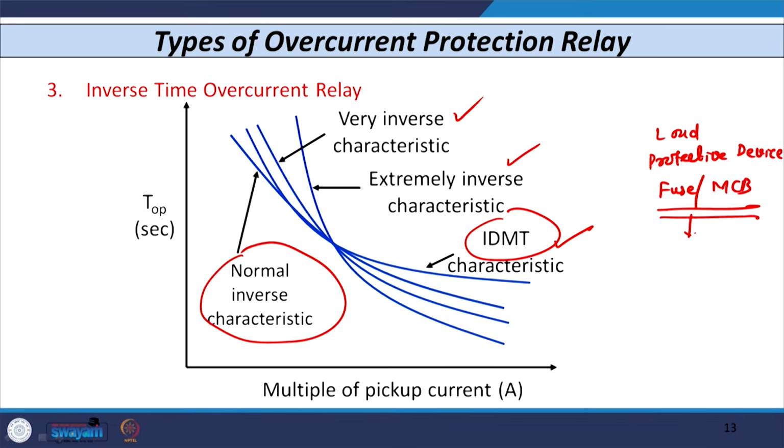Whatever characteristic this fuse or MCB has, we have to coordinate exactly with the overcurrent relay which we have installed. So, when we coordinate the overcurrent relay with the fuse or MCB characteristic, we may need different types of characteristic like normal inverse, very inverse, extremely inverse. That is why the manufacturer is providing such types of characteristic.